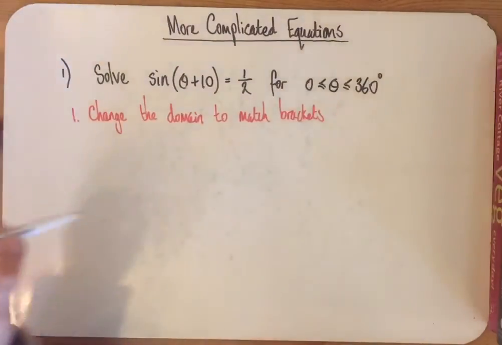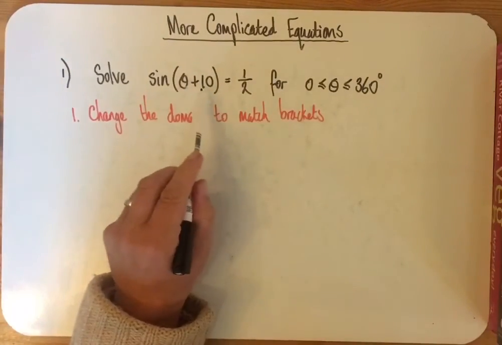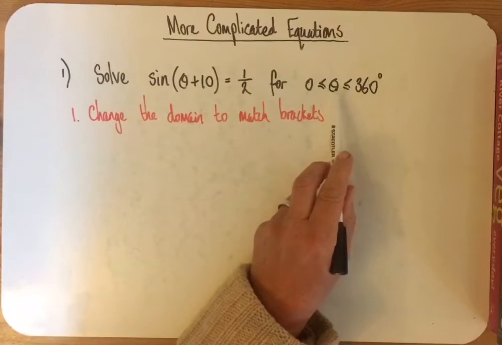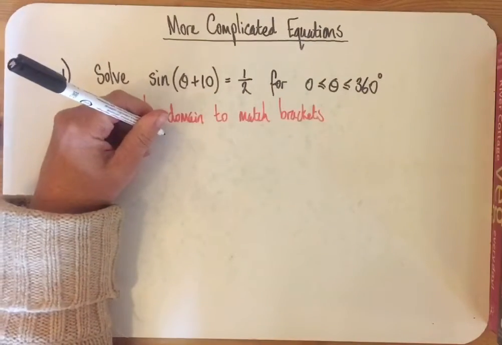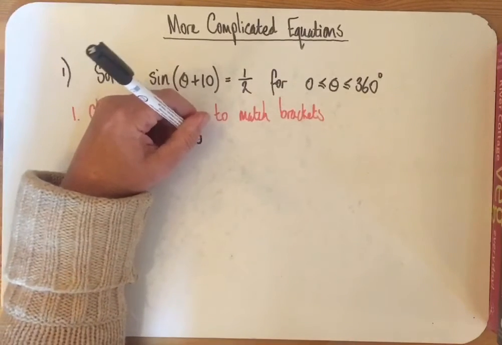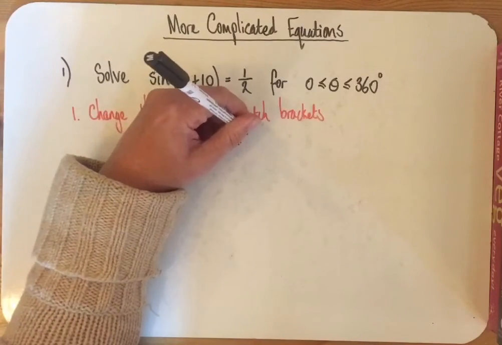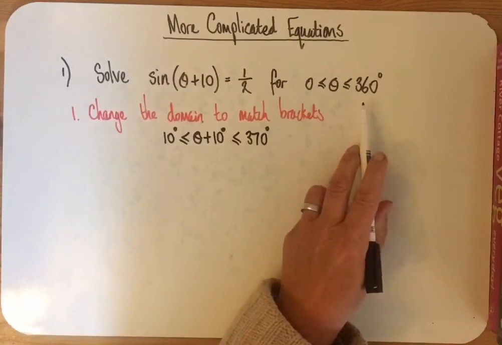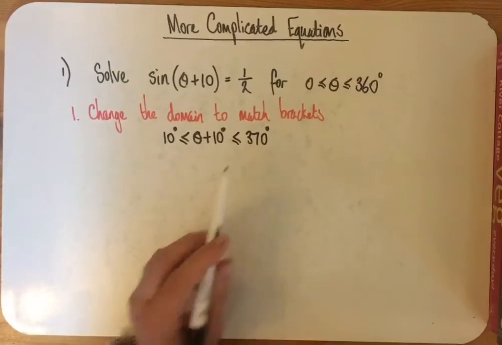So I'm not solving sine theta equals a half, I'm solving sine of theta plus 10 equals a half. So I need this bit in here to equal theta plus 10. This is just an inequality, so I can add 10 all the way through, so that rather than looking for solutions between 0 and 360, I'm looking for solutions between 10 and 370.